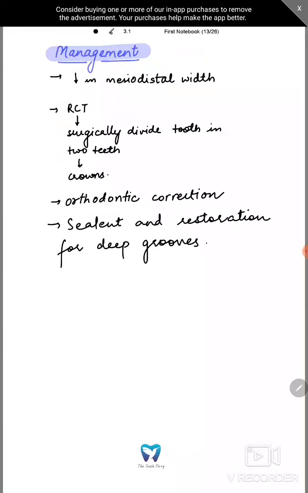Then how are we going to manage a tooth which has gemination? We will try to decrease its mesiodistal width. Also we can attempt RCT, and then we can surgically divide the tooth into two teeth and put on crowns, or we can do orthodontic correction. Also we can give sealants and restorations because there are deep fissures and grooves.